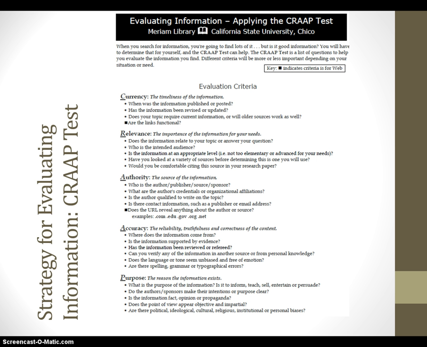So bring up the handout now on the CRAAP test, which was developed by California State University Chico campus, and really just stands for these 5 elements that you can use to evaluate any information source. Those 5 elements are currency, relevance, authority, accuracy, and purpose. You should pause the recording for a minute and look at the definitions of each, or what they have to do with, and then there's a further explanation beneath each one.